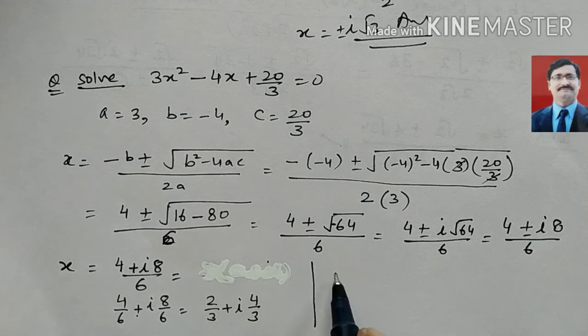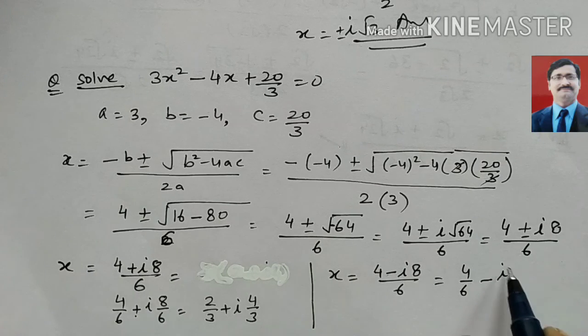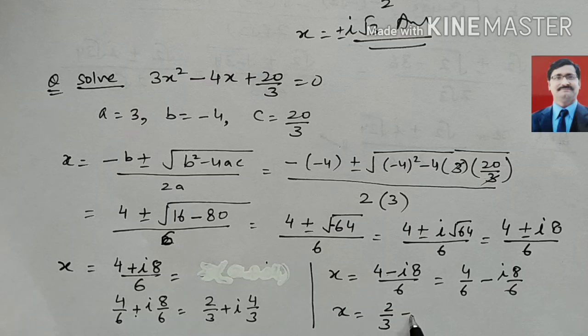This is one answer. Second answer, x equal to 4 minus iota 8 upon 6. You will separate 4 upon 6 minus iota 8 upon 6. So x equal, you can write 2 upon 3 minus iota 4 upon 3. These are the answers we get here.